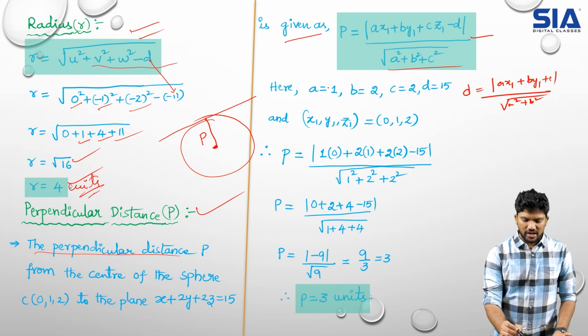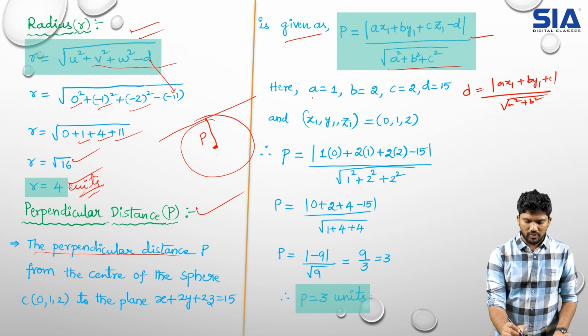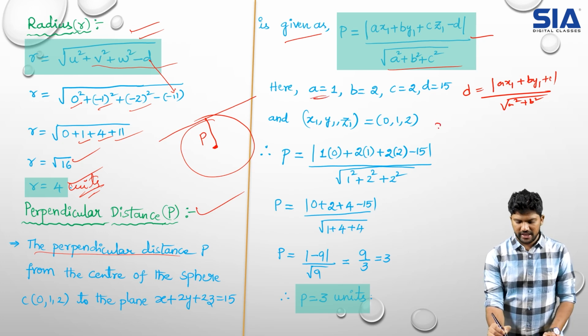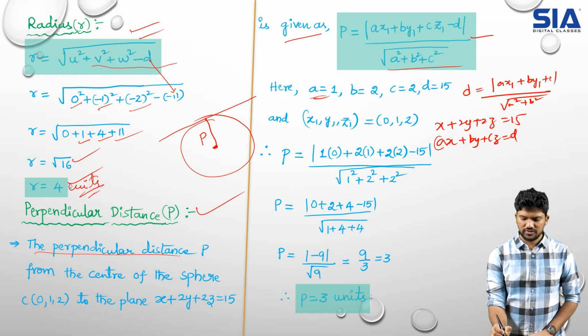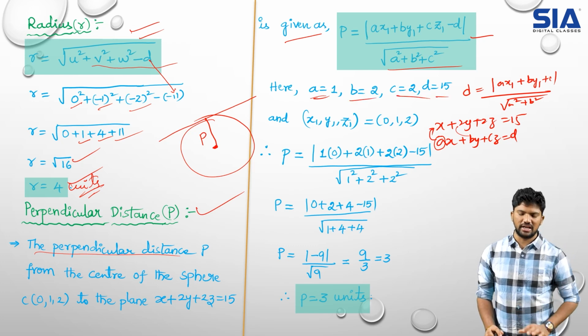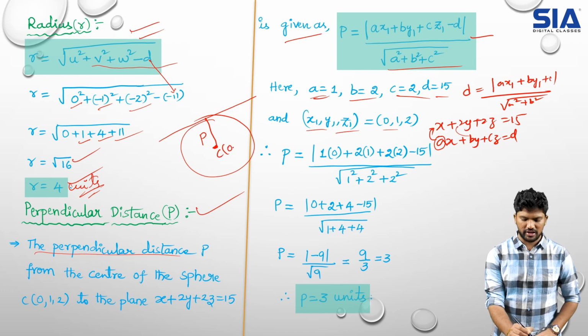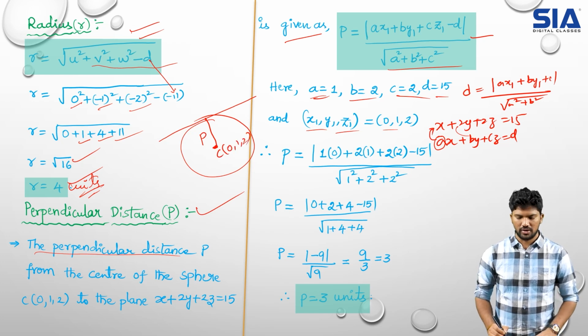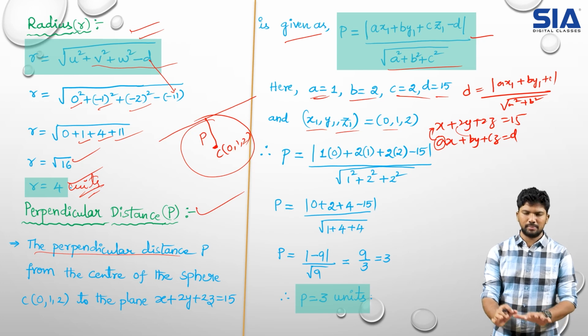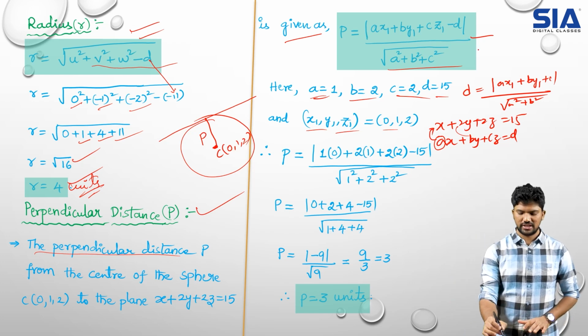So here see, compare the given plane equation with this form. Okay, x plus 2y plus 2z is equal to 15. Compare this with ax plus by plus cz is equal to d. Okay, what is the x coefficient here? A is equal to 1, the y coefficient b is equal to 2, c is equal to 2, d is equal to 15. Substitute the values, and x1, y1, z1 is the center of the sphere. Okay, why? Because from the center of the sphere only we are now calculating the perpendicular distance to that plane. Okay, so therefore substitute the a, b, c, d values and the x1, y1, z1 values in this equation.